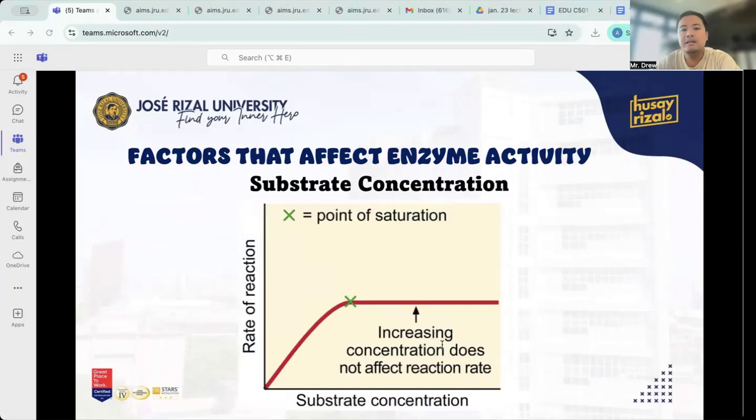And lastly is the substrate concentration. When substrate concentration increases, enzyme activity also increases because more substrate molecules are colliding with enzymes. However, once all enzyme active sites are occupied, the rate levels off. This is called enzyme saturation.